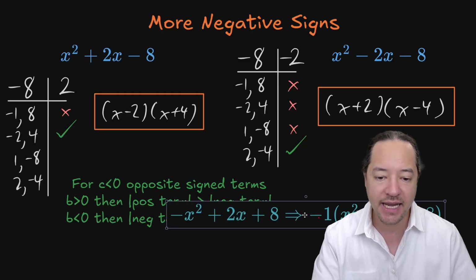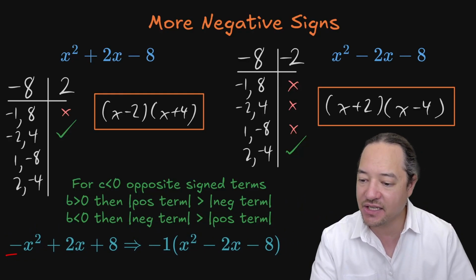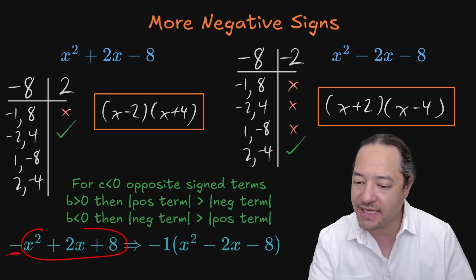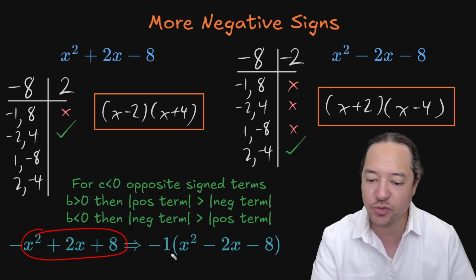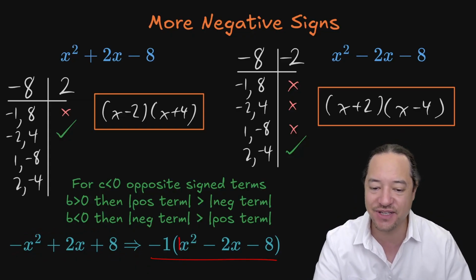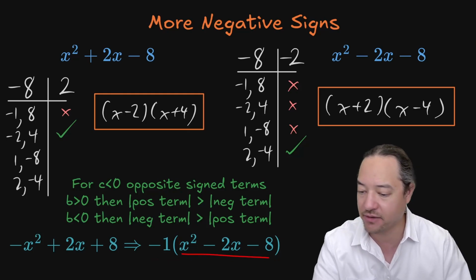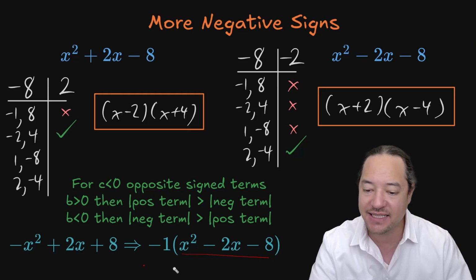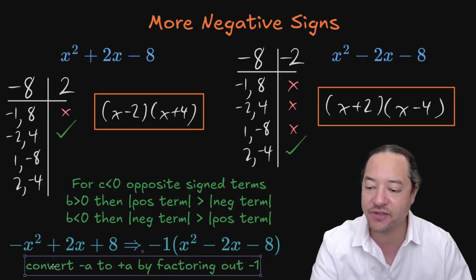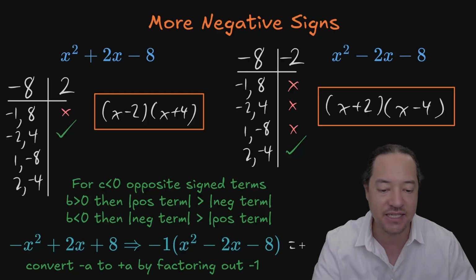What if I have something like this? Okay, I have a negative sign here. Well, if this negative sign is here, what I can do is factor out a -1 from this entire expression, and this is what I'll get. I convert this into a positive number, right? And now I just have to factor this expression, right? So that's the idea, right? I want to convert what we might call an a value from negative to positive by factoring out that -1.